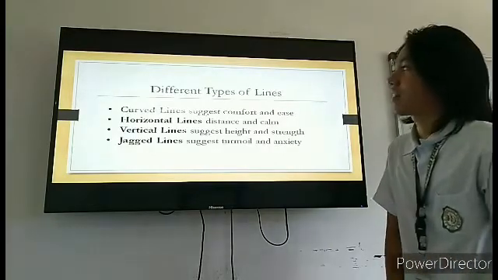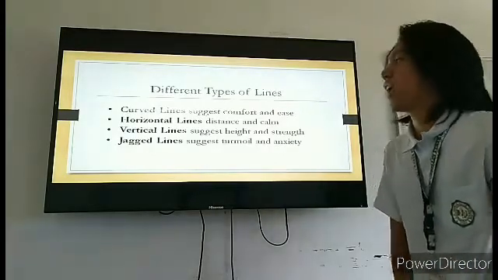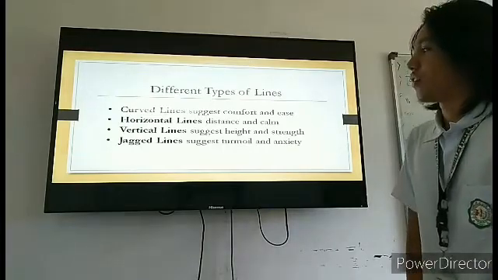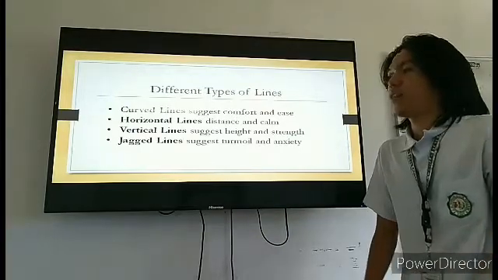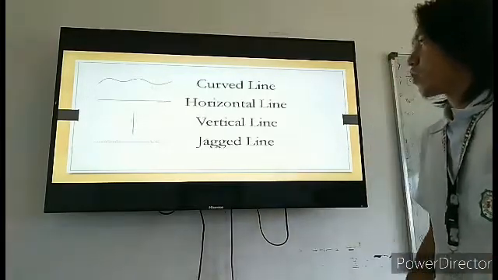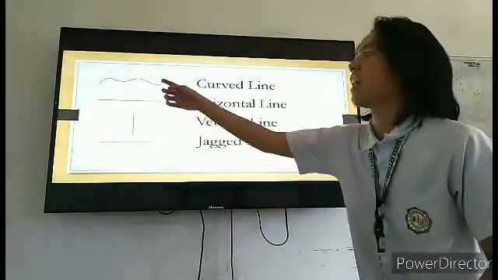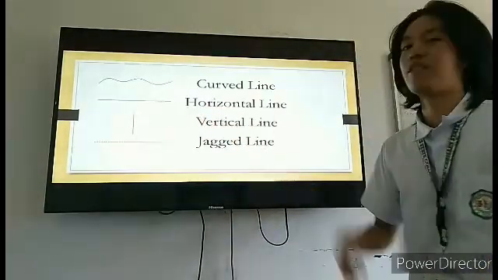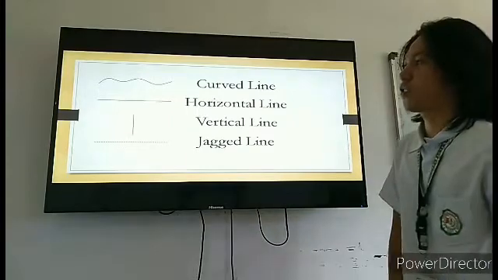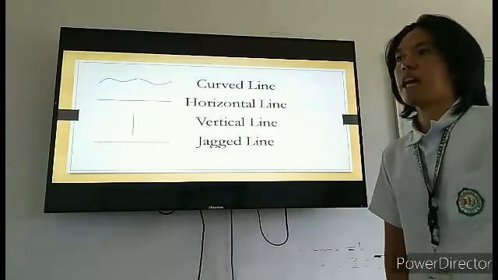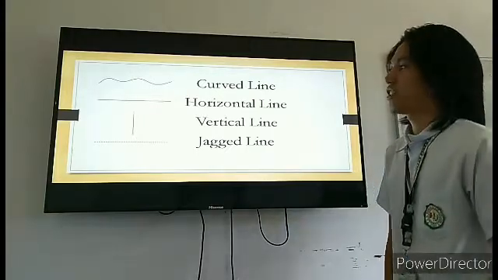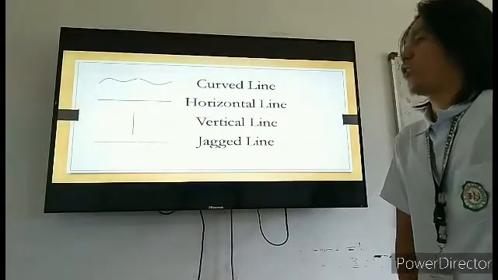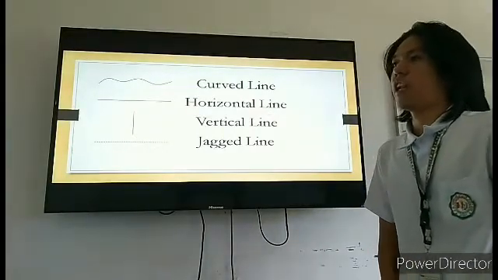So here are the different types of line. We have curved lines, horizontal lines, vertical lines, and jog lines. As an example, we have an example right here. A curved line is any line that is curved, as from the word curve. It helps to create complex shapes like a circle. In order to create a circle, you need a curved line. A horizontal line is sometimes used for landscape.